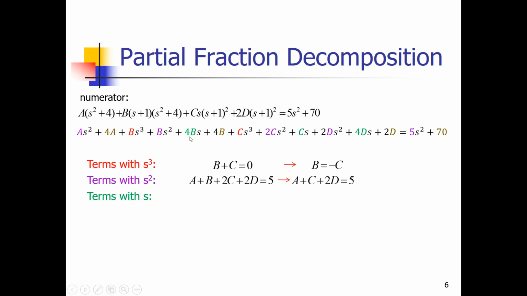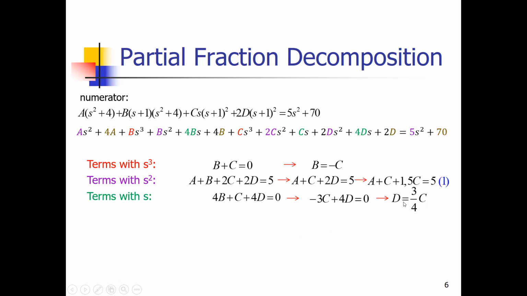So we have 4 times b times s over here, c times s over here, and 4 times d times s over here. And here we have 0 times s. So 4b plus c plus 4 times d is equal to 0. Well, we can replace b with minus c, so we get 4 times b equals minus 4c plus c, which is equal to minus 3 times c plus 4 times d is 0. So we could also say 4d is 3 times c, or d is 3 over 4 times c.